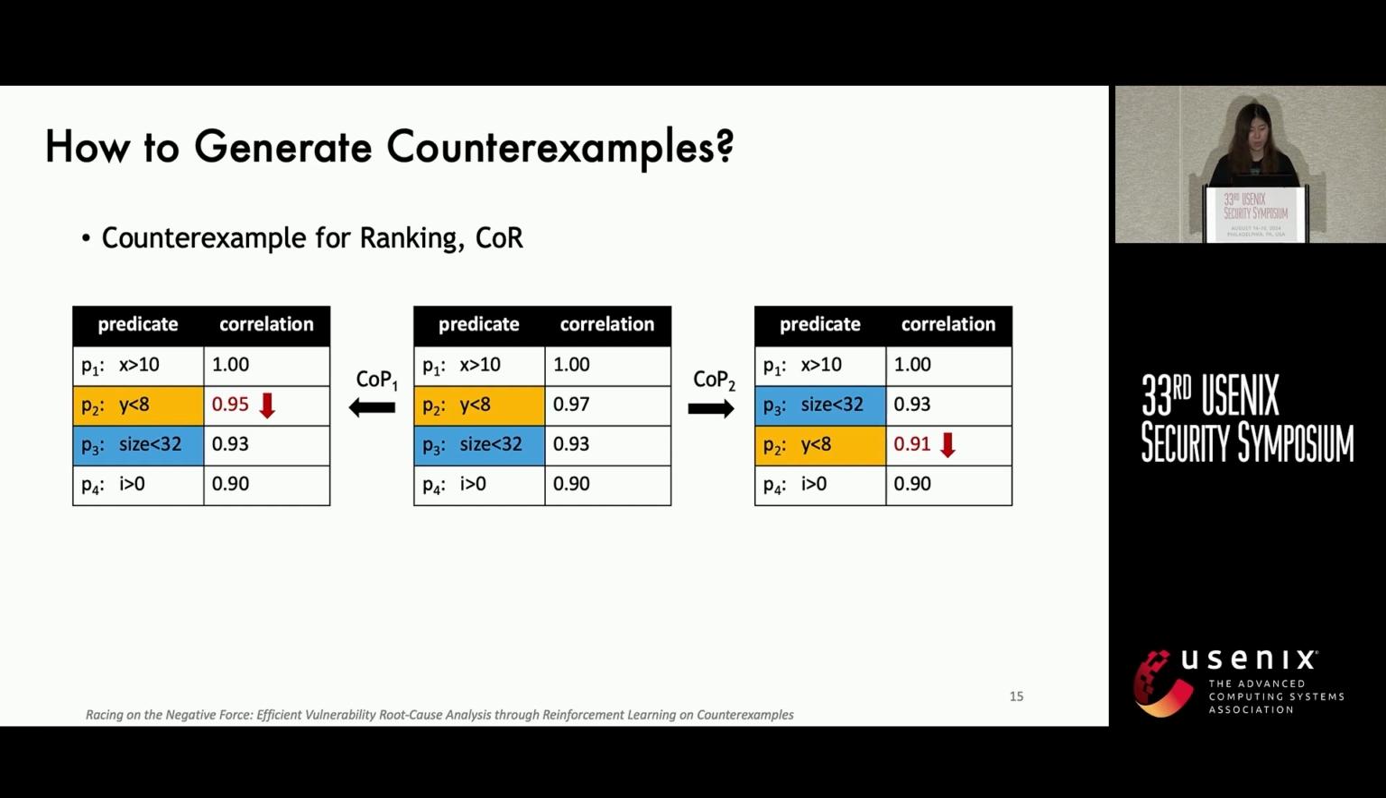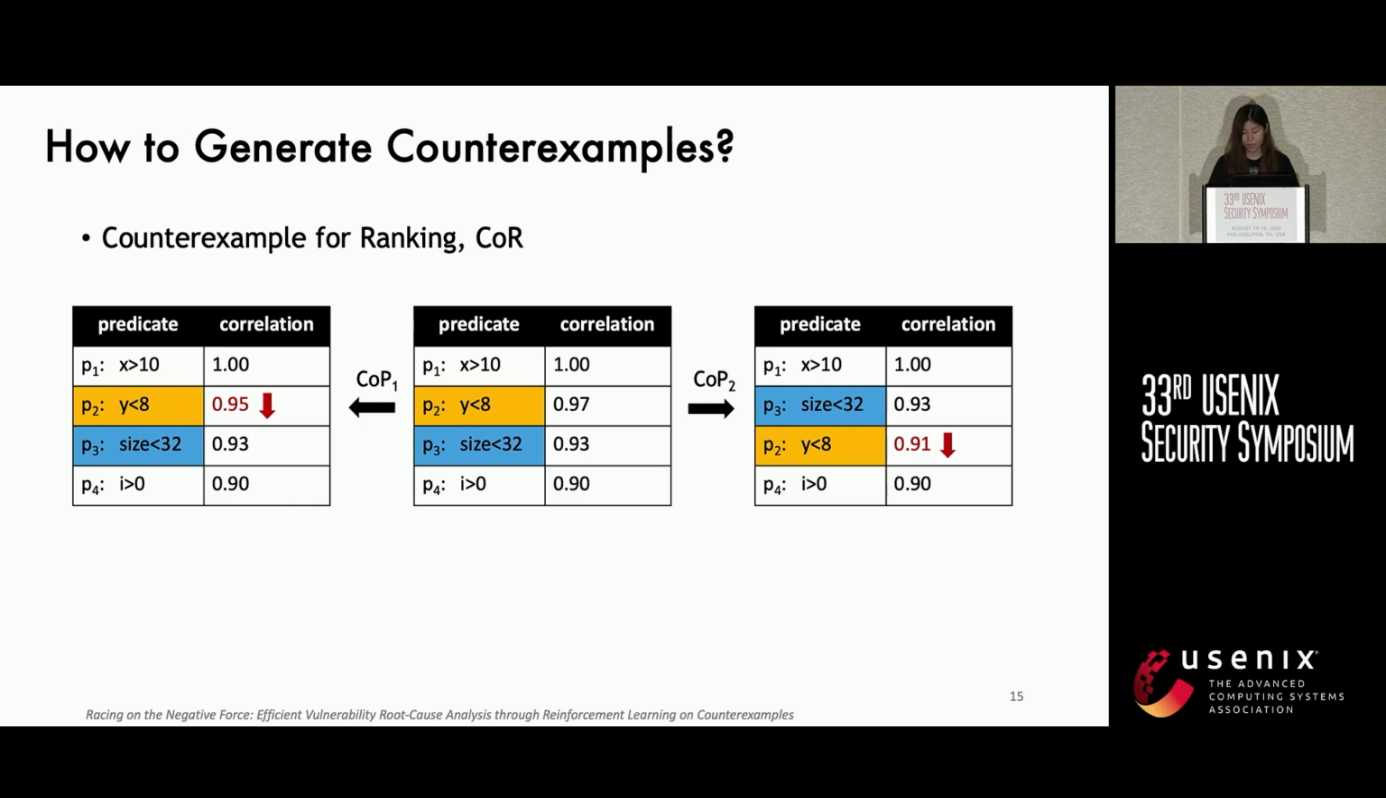Here is an example. COP1 and COP2 impact the same number of predicates. However, COP1 doesn't change the ranking of these predicates, while COP2 does. We prefer to choose COP2 because it has a greater ability to correct the incorrect rankings, allowing the true cause to pop up more quickly.